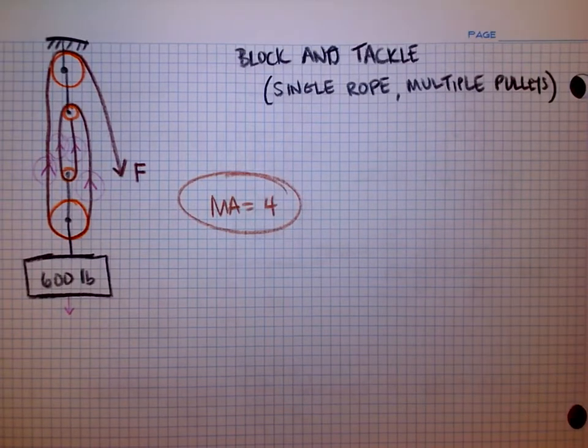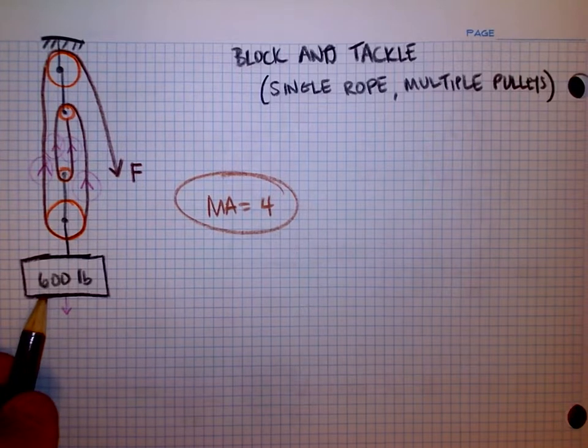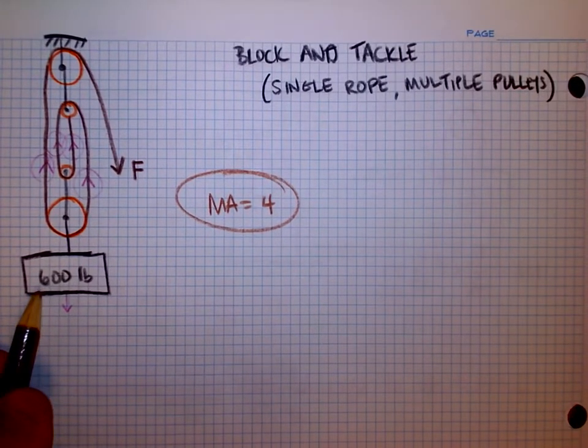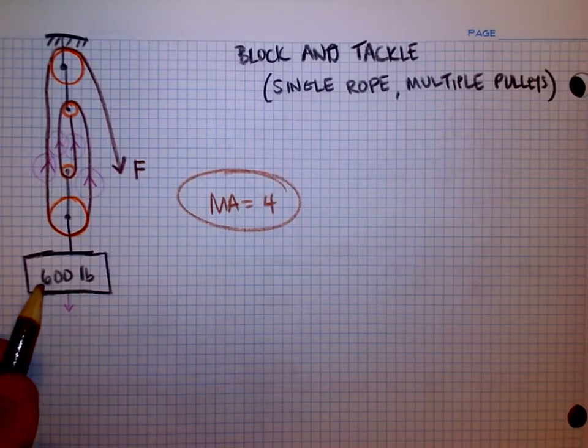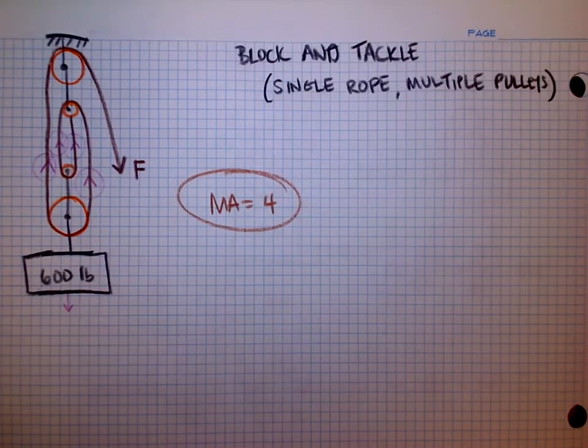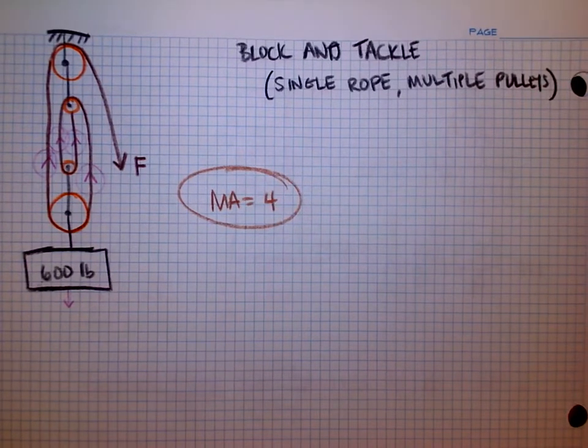Now, the next question would be, how much force would it take to lift this 600-pound object? I'm going to either multiply by 4 or divide by 4. So it's either going to be 2,400 or it's going to be 150 pounds, okay? And maybe instinct tells you which of the answers is correct, but let's go ahead and just do the math.